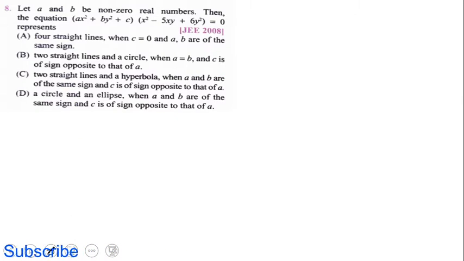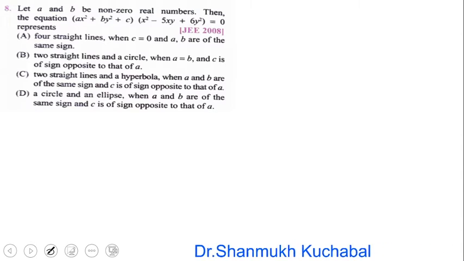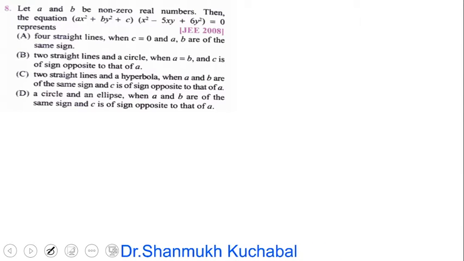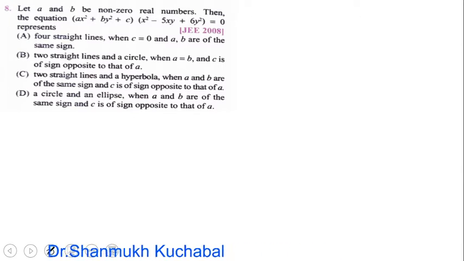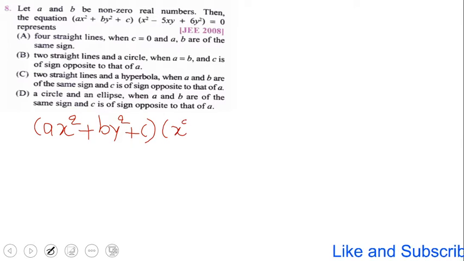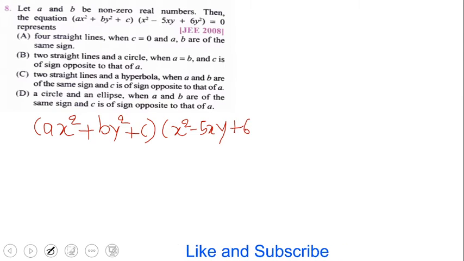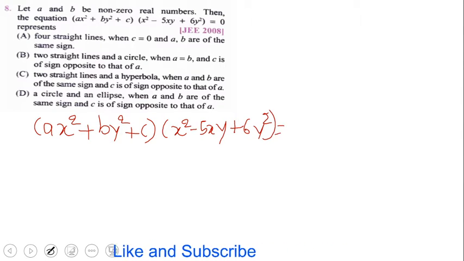It is given that a and b are non-zero real numbers, then the equation, where there are two factors, equal to 0 represents which of the following is correct. The given equation is (ax² + by² + c)(x² − 5xy + 6y²) = 0.